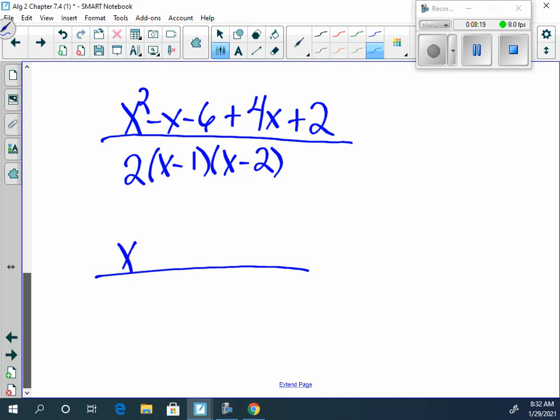Now we can just combine our like terms. Well, there are no other terms with x squared, so it's just x squared. Negative x plus 4x would be plus 3x, and negative 6 plus 2 would be minus 4.